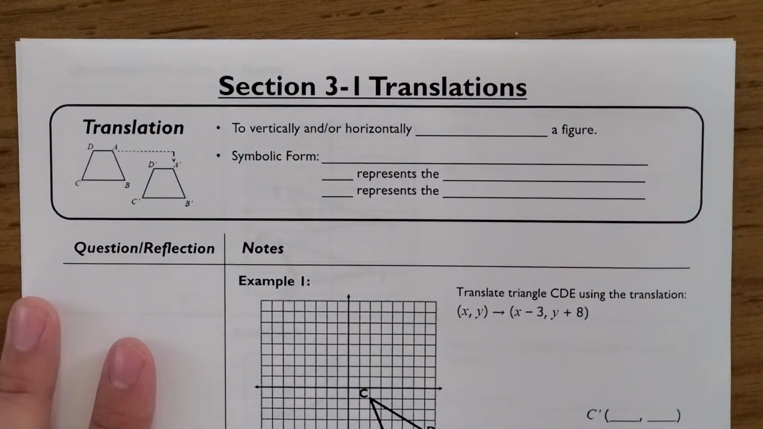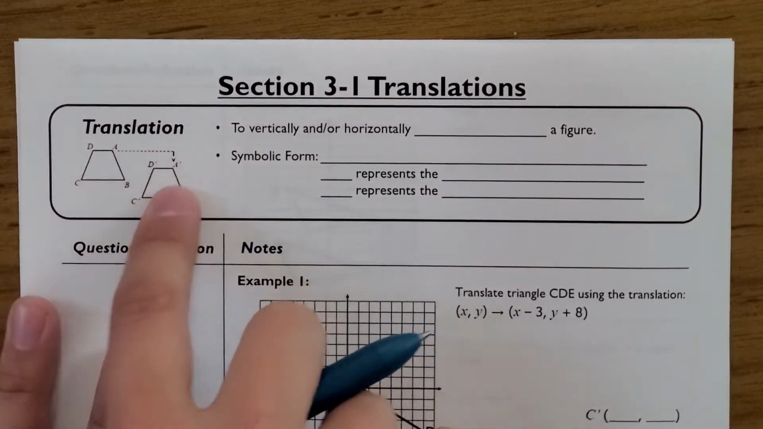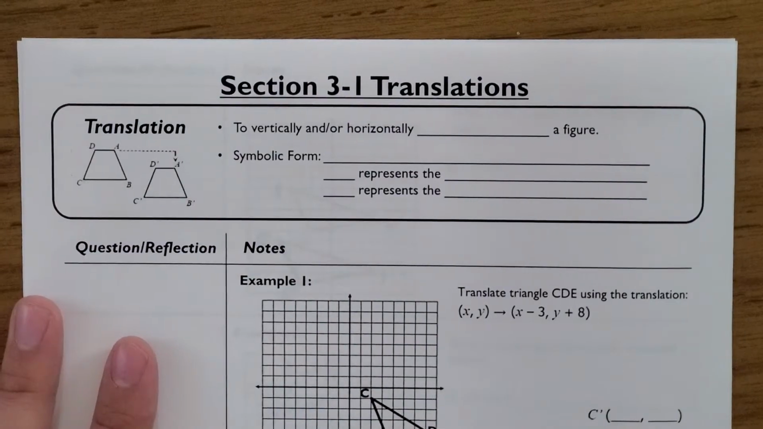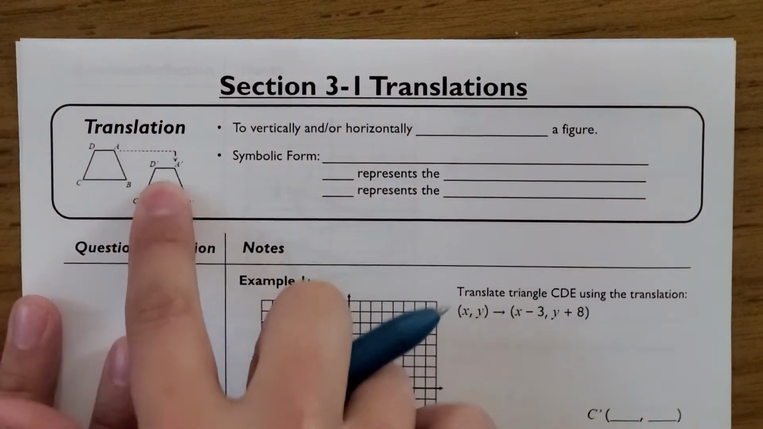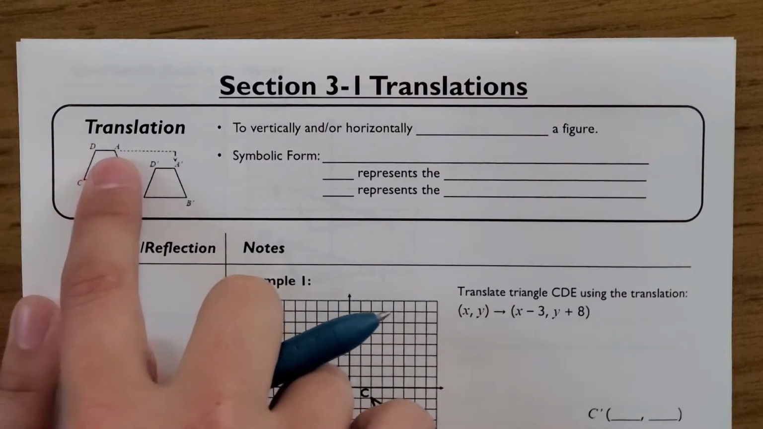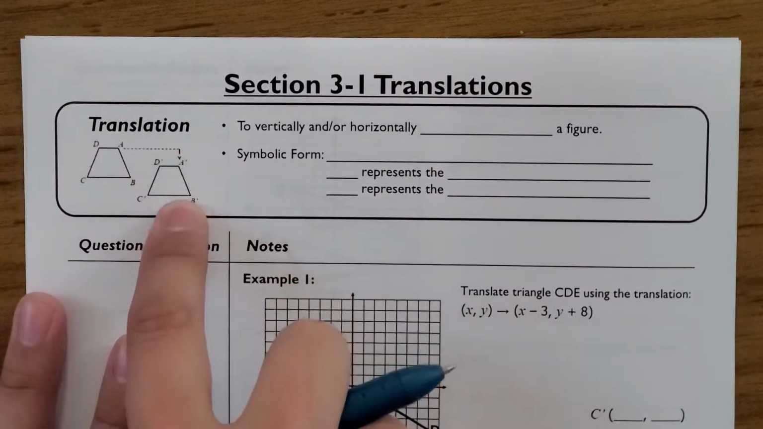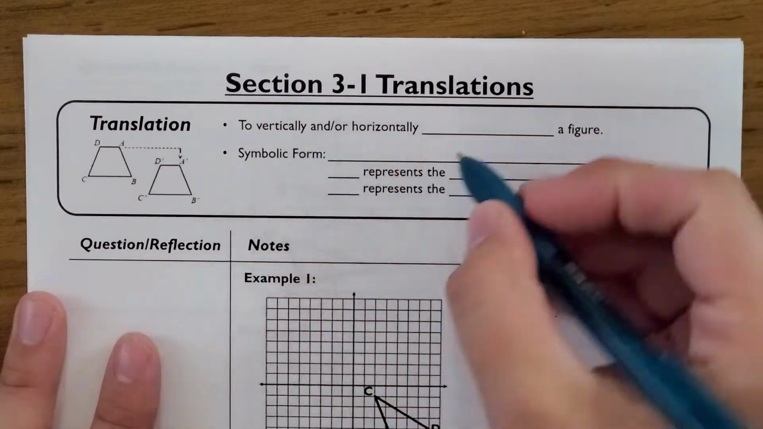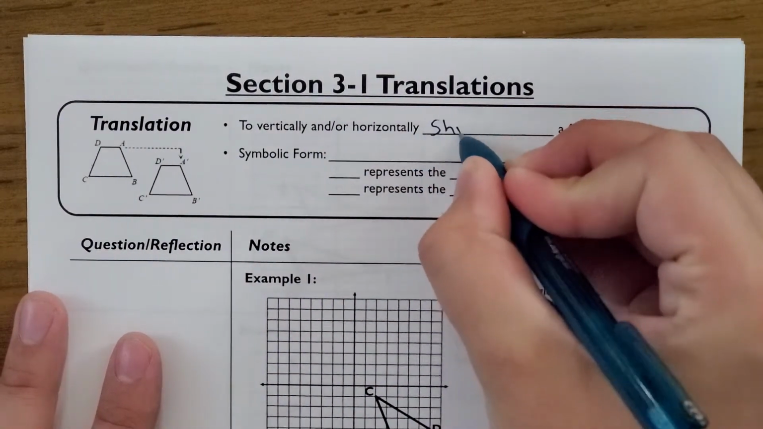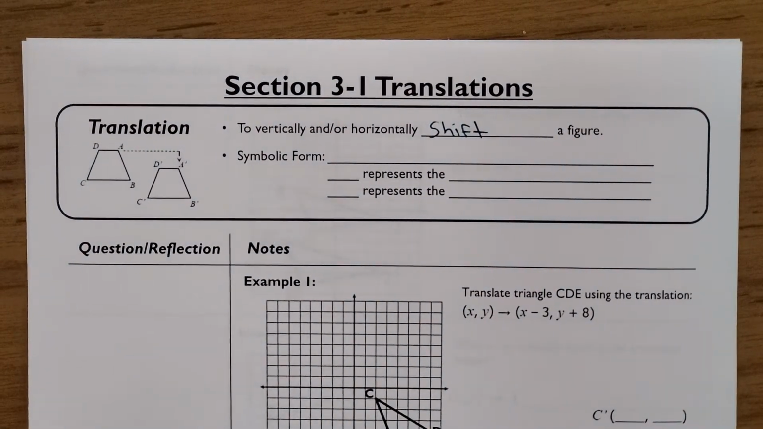So a translation is when I take a figure and I vertically or horizontally or a mixture of both move that figure or shift that figure. You can see this little trapezoid figure, A, B, C, D. I shifted it to the right and then down, horizontally and then vertically. So to vertically or horizontally shift a figure is a translation.